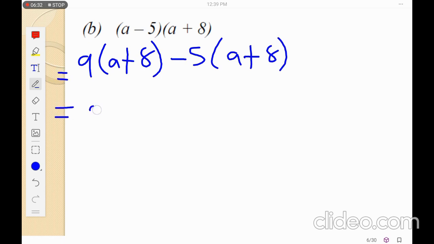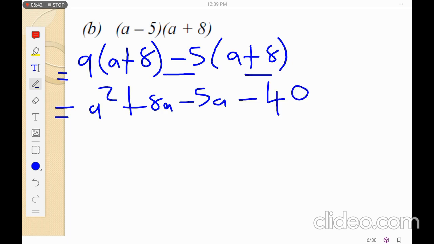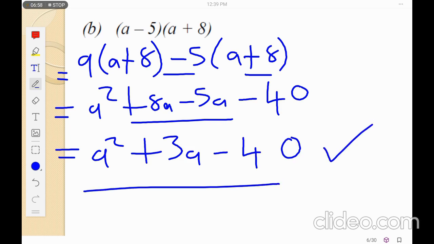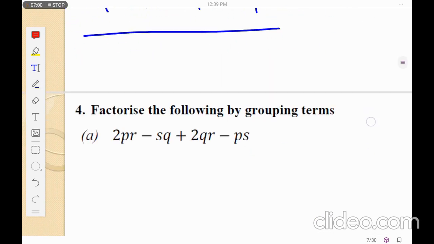This becomes a squared plus 8a minus 5a, then minus 40. Minus 5 times plus 8 there, I get minus 40. So I'm going to simplify these ones with a's only. So I have a squared plus 8a minus 5a, I will get plus 3a, then minus 40. Okay, so this is my final answer there. When you're done like this, you have done correctly.